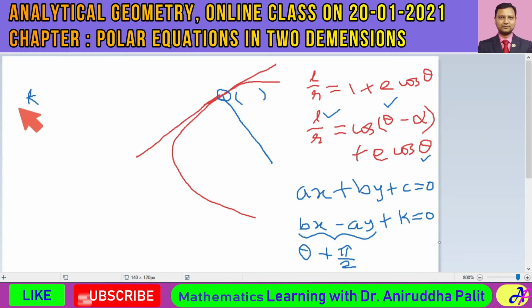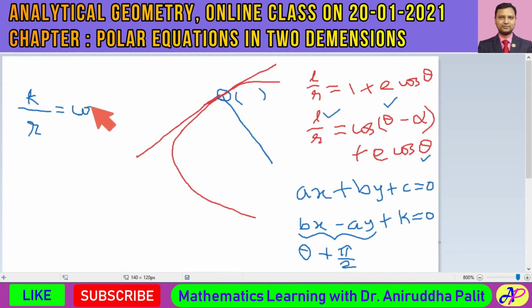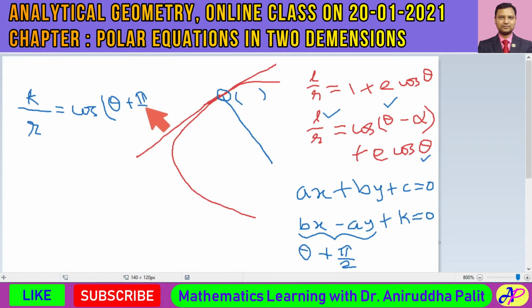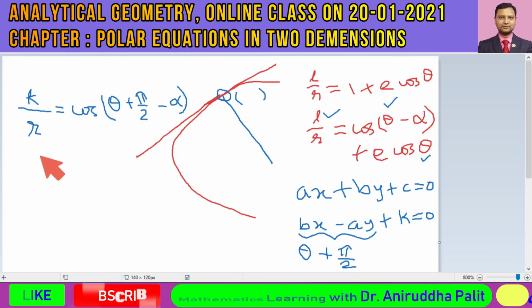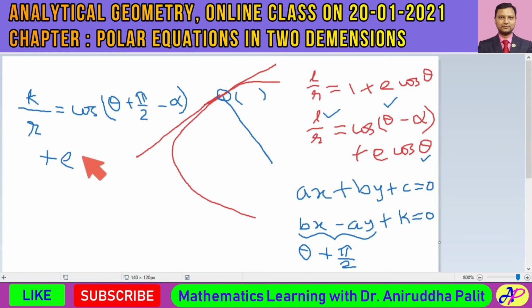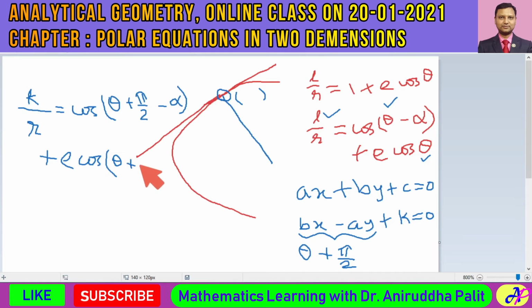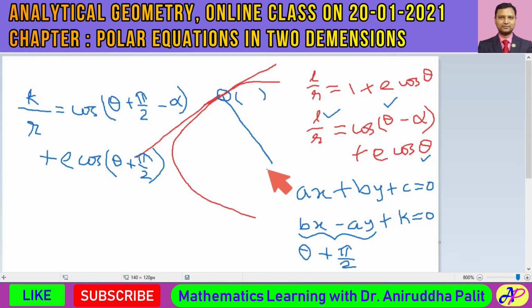Therefore, the equation of the normal should be considered in this way. This L is to be replaced by a constant K. So the equation of the normal should be written in this way: K by R is equal to cos of, in place of theta we shall have to write theta plus pi by 2, minus alpha, that is the first term, plus e cos of, over here again in place of theta we shall have to write theta plus pi by 2. Okay, so in this fashion we can model the equation of normal.